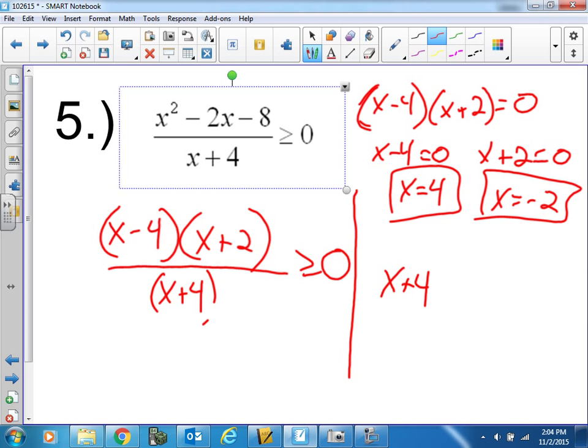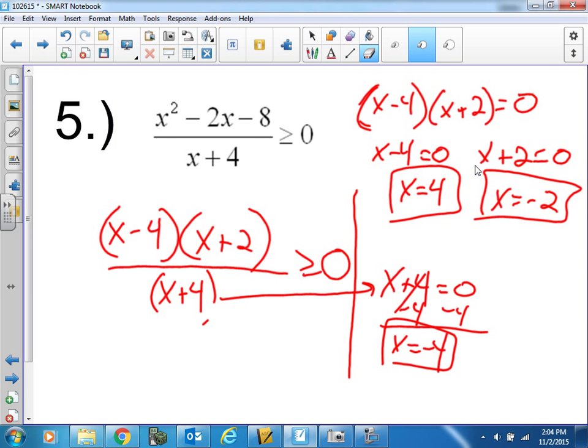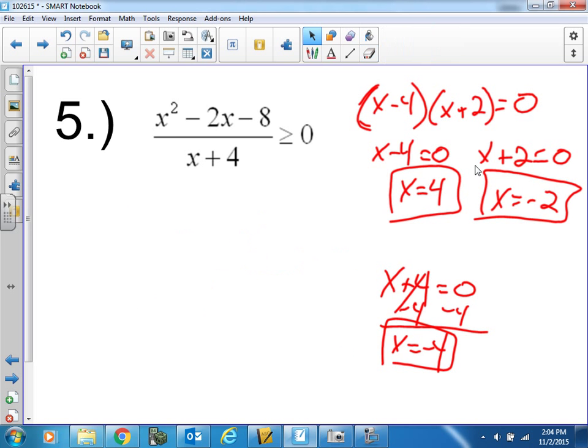So x plus 4 is equal to 0, minus 4, x equals negative 4. So our three critical values are 4, negative 4, and negative 2. So we're going to check those. That means that this time we are actually going to have 4 intervals to check. And we'll see that on the number line.